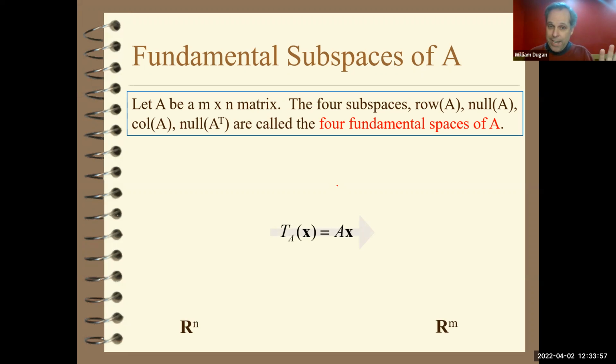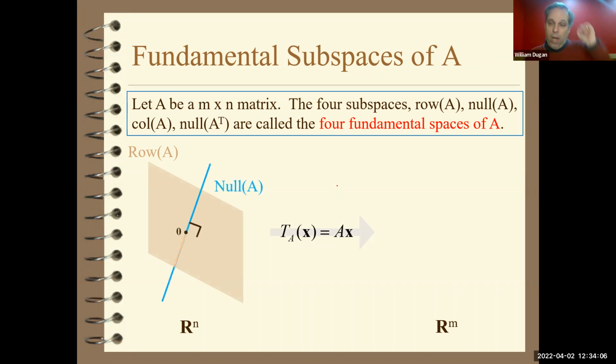But in Rn, you know the row space and the null space are orthogonal complements. So the row space, think of it like a plane. The null space is its orthogonal complement. So it's orthogonal to that thing. And they only share the vector 0 between them.